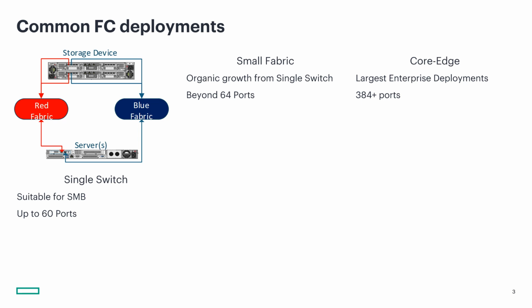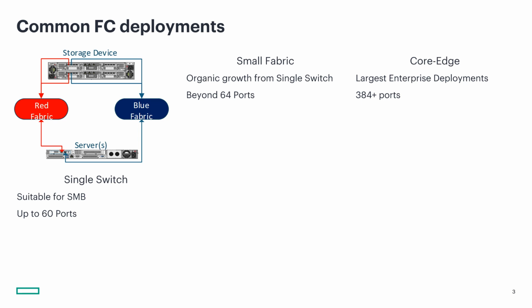To do that, we usually do a red and a blue fabric. We have two independent fabrics, and there are no ISLs between those switches. The red fabric and the blue fabric are completely independent fabrics of their own. They have their own switching, their own configuration, their own everything. And the idea is every server is going to connect into the red and the blue fabrics, and every storage device will have multiple connections into the red and the blue fabrics. So with that said, let's show you how your fabrics grow.